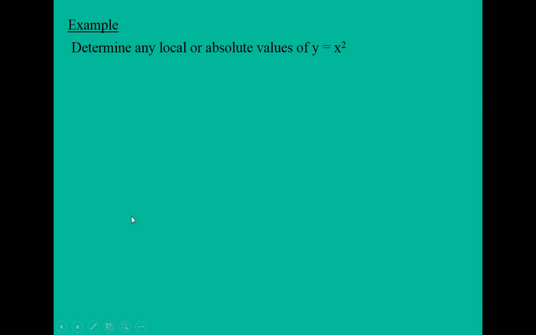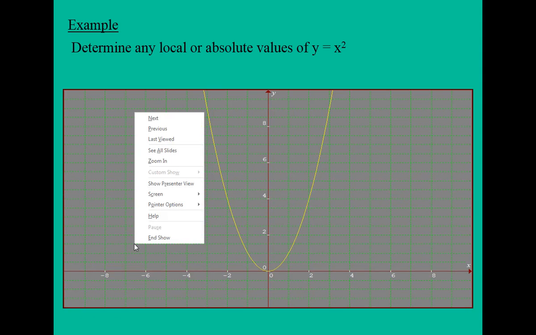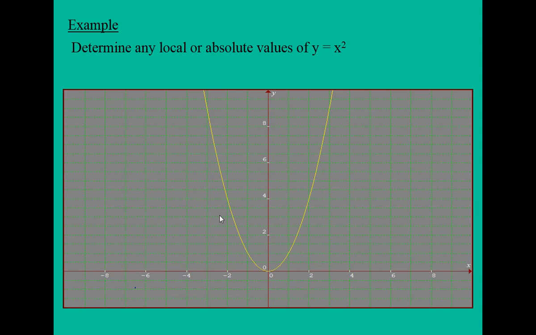Determine any local or absolute values of y equals x squared. We know this function, y equals x squared, continues infinitely, and the domain is -infinity to +infinity. So for this particular graph, we do not have an absolute maximum value. Also, we do not see any hills, so we do not have any local maximum values. Minimum values, the absolute minimum we can see occurs here at x equals 0, and the value is 0, so an absolute minimum occurs at x equals 0, and it is also a local minimum. And the value at the local minimum and absolute minimum is 0, y equals 0.